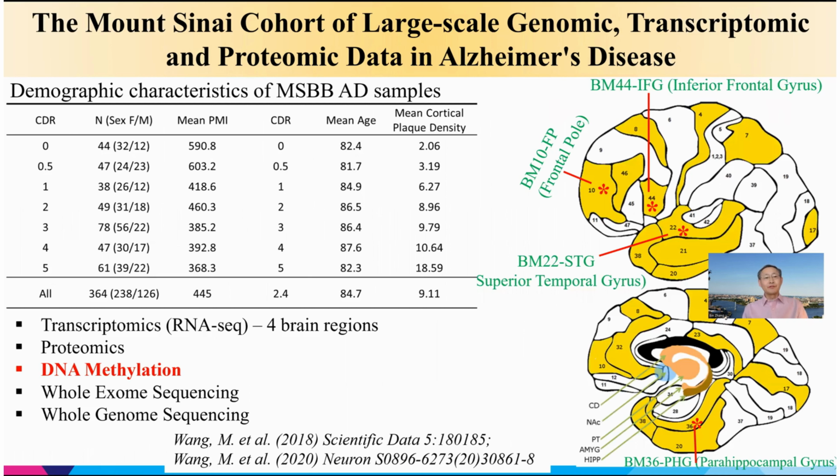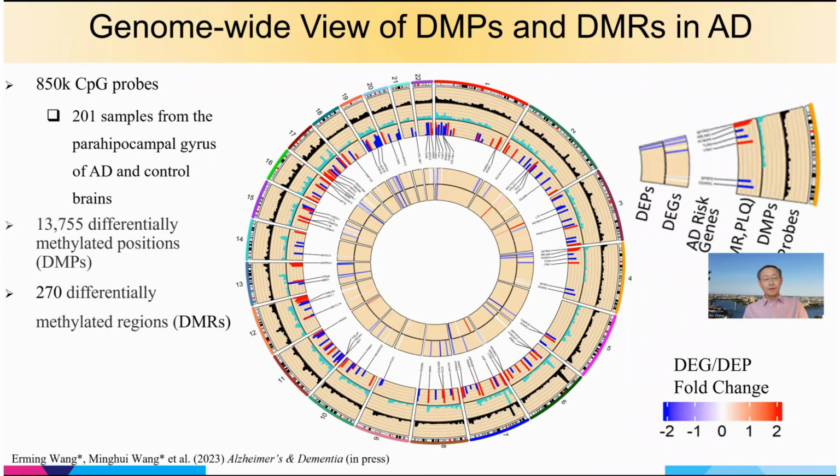We previously established a Mount Sinai cohort of large-scale genomic, transcriptomic, and proteomic data in Alzheimer's disease. So in this study, we extended this cohort by generating DNA methylation data to provide 850K CpG probes from about 200 samples in the parahippocampal gyrus of control and AD brains.